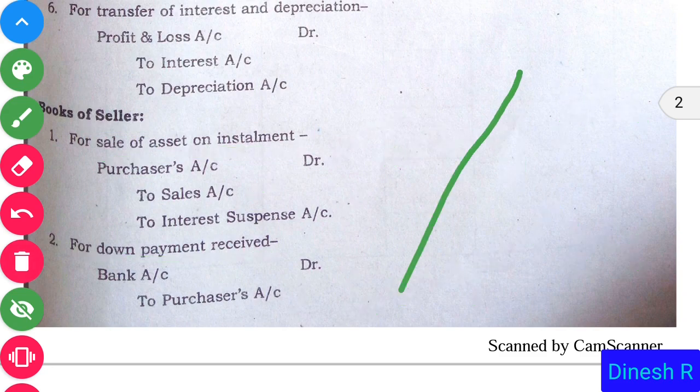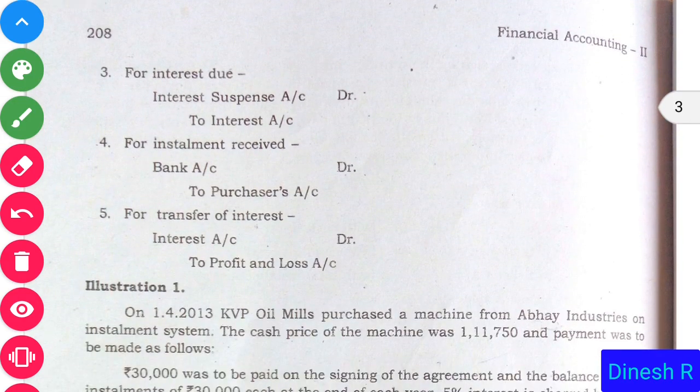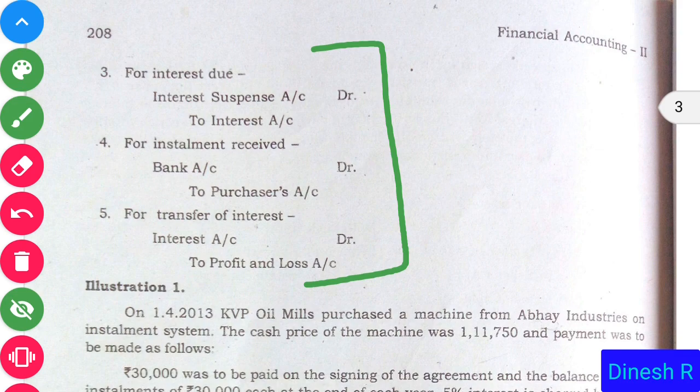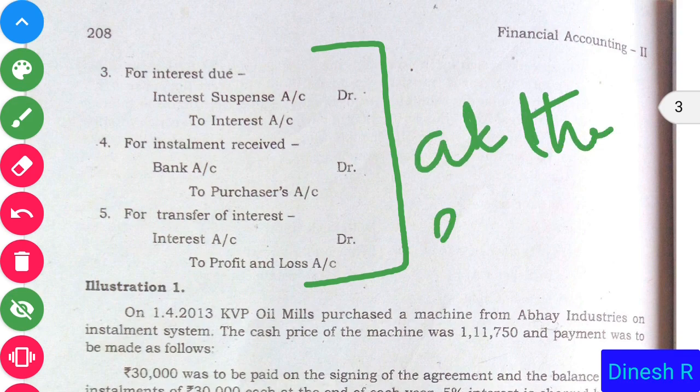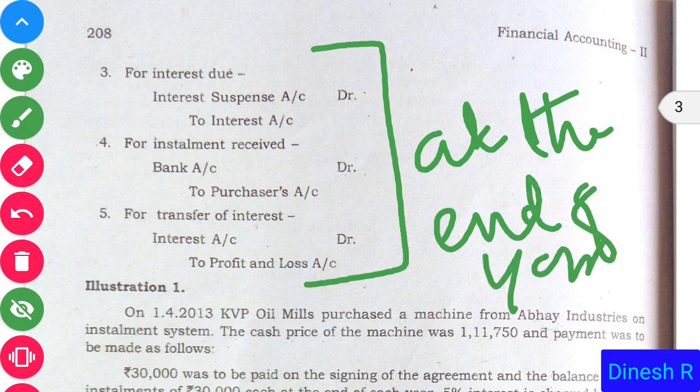Again there are three journal entries in the books of seller. In the books of buyer there are four journal entries, but in the books of seller only three journal entries are there at the end of the year.